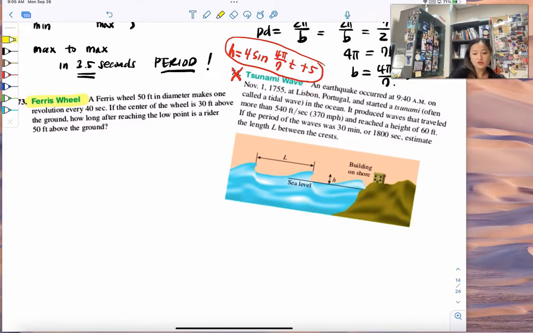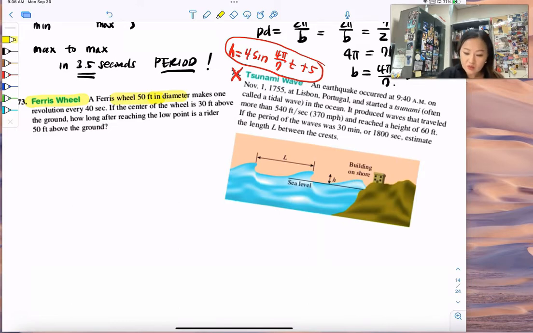Okay, it goes around in a circle. Just keep that in mind, okay? All right, a Ferris wheel, 50 foot in diameter. Just have those ideas and highlight some of the important things. In diameter, it makes 1 revolution every 40 seconds.